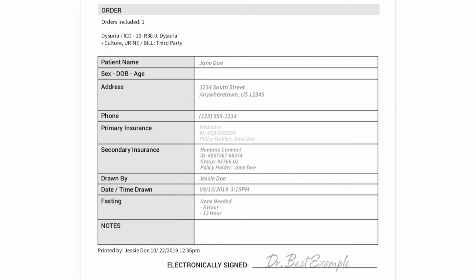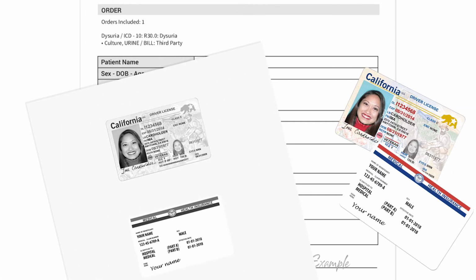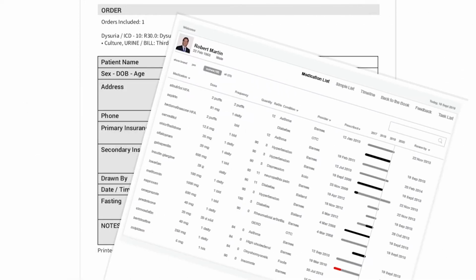If the insurance information is not on the lab order and not on the face sheet, you will need to make a copy of the patient's ID and insurance card to also submit with the specimen. The patient's medication list needs to be submitted with the specimen. Many times, this is included on the patient's face sheet.